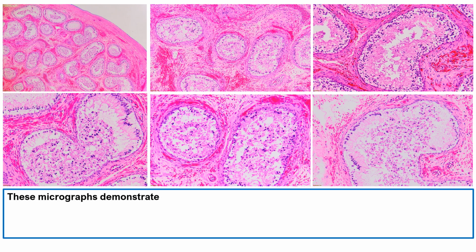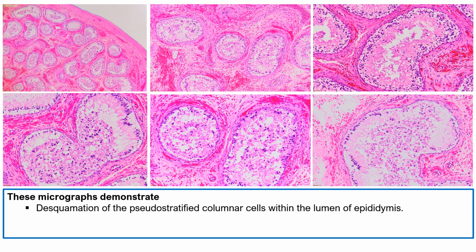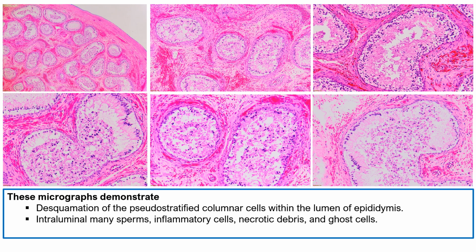These micrographs demonstrate desquamation of the pseudostratified columnar cells within the lumen of epididymis, intraluminal many sperms, inflammatory cells, necrotic debris, and ghost cells, interstitial hemorrhage of the surrounding connective tissue.